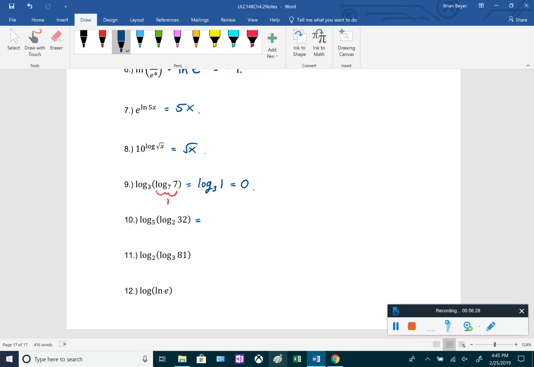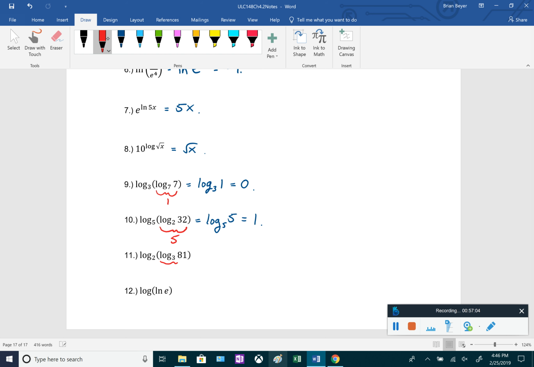Next one, log base 5 of log base 2 of 32. So once again, let's do this inside first in parentheses. So if I'm looking at this, log base 2 of 32, what I'm saying is 2 raised up to what power equals 32? 2 raised up to the 5th power equals 32. So you can set it up a bunch of the different ways that we've already set these up, but that's the way you can read it in your head. 2 raised up to what power equals 32? The answer is 5. So this is log base 5 of 5. Log base b of b equals 1.